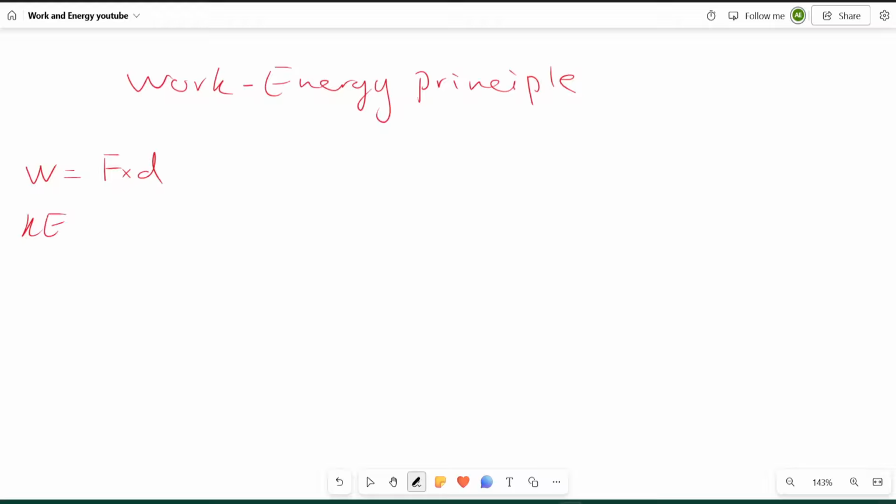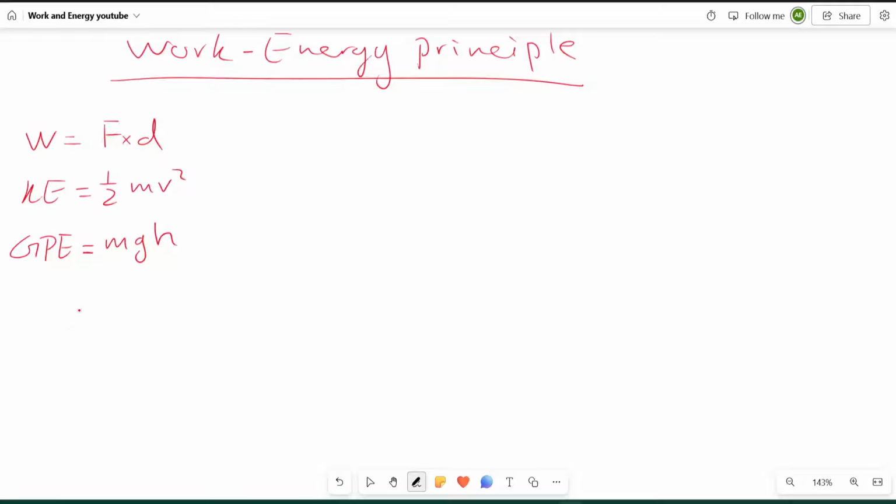You know that there is kinetic energy, which is equal to half times the mass times the speed squared. And we know that we have gravitational potential energy, which is mass times g times the height moved by the object. To write down the work energy principle, it goes like this. It's basically work in minus work out of a system equals the change in kinetic energy of the system plus the change in gravitational potential energy of the system.